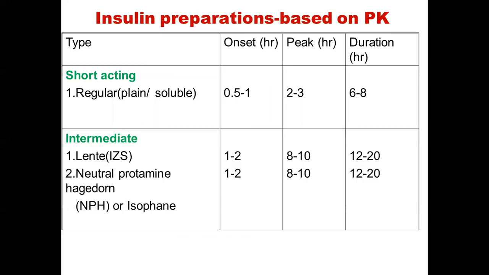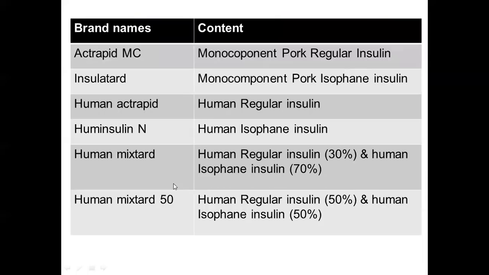Now, I have just clubbed up everything. Short-acting insulin, you can see, is supposed to be mimicking the bolus secretion, but is not ideally mimicking it. The intermediate one is supposed to be mimicking the basal secretion, but is not mimicking it ideally. You can see the onset, peak, and duration of all these types of insulin. Okay, so at this point, we can just discuss one thing.